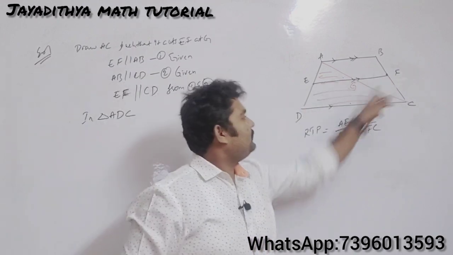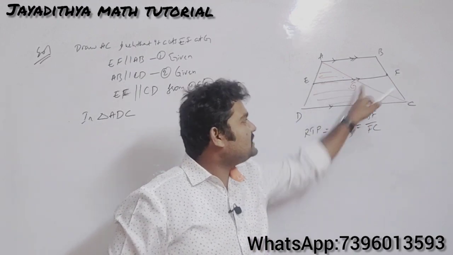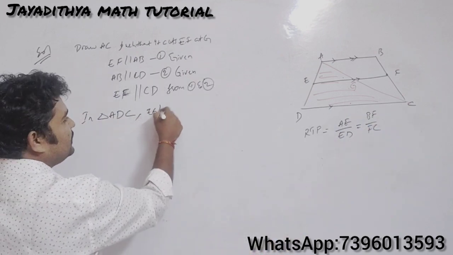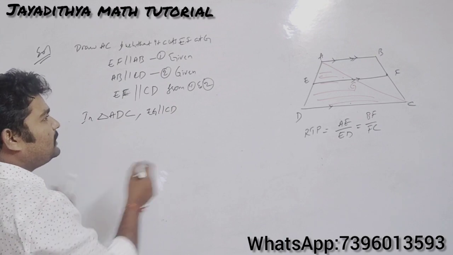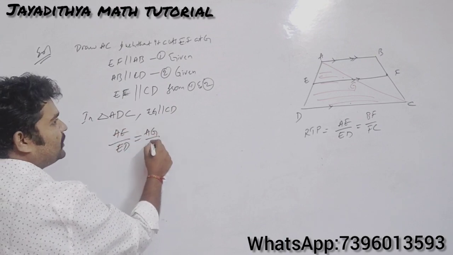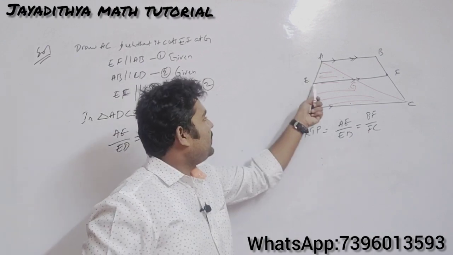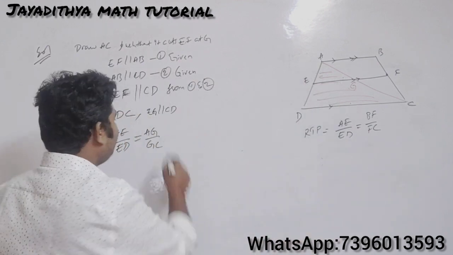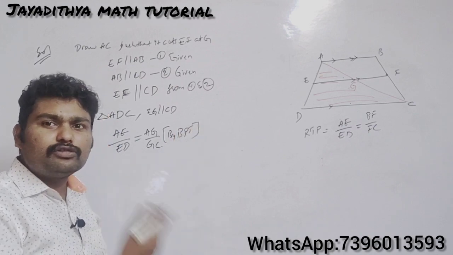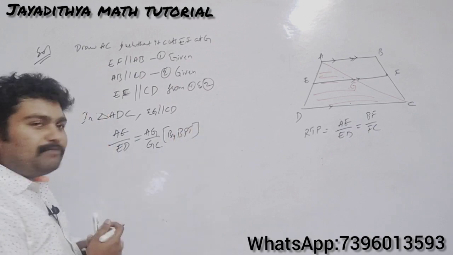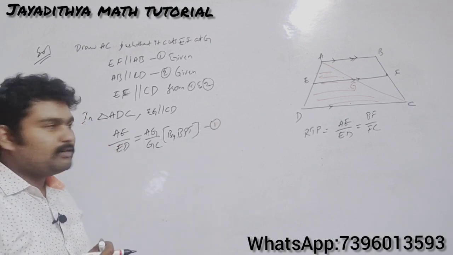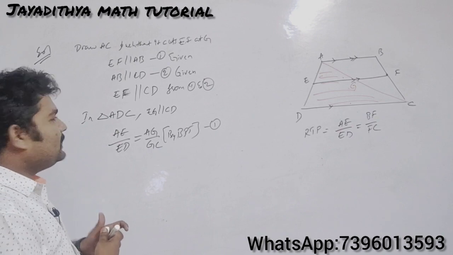Already we know that EF is parallel to CD, therefore you can say that EG is parallel to CD. So in triangle ADC, EG is parallel to CD, and from here you write AE by ED is equal to AG by GC. From where did you get this? By the basic proportionality theorem, also known as Thales theorem. Let us take this as equation 1. Then you go for the next triangle.